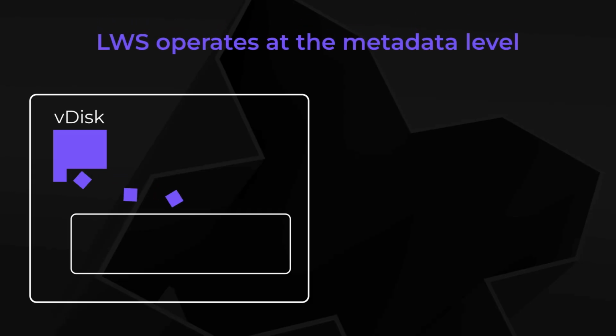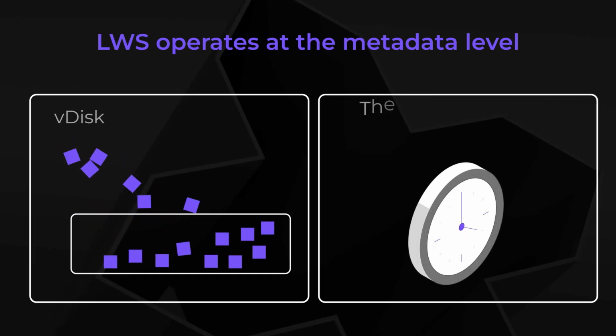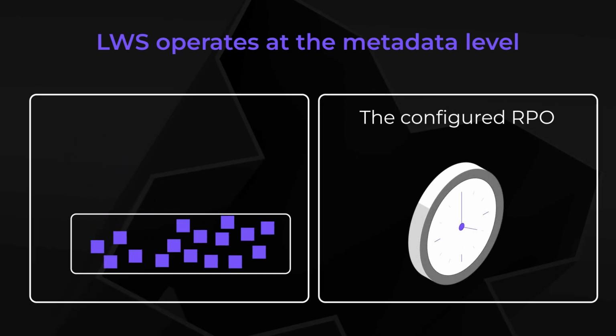The core technology that powers Near Sync is lightweight snapshots. Unlike traditional snapshots that capture full copies of vDisk data from the extent store, LWS operates at the metadata level, using markers to track changes to a vDisk. During this process, the configured RPO, 5 minutes, is used for generating alerts if the replication lag exceeds that threshold.